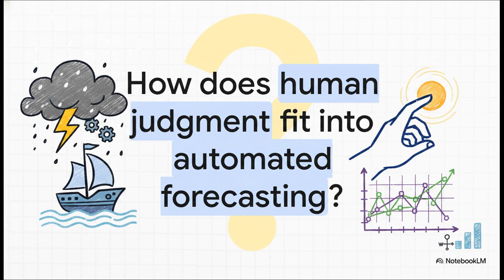As these financial algorithms just keep growing more and more capable, digesting mountains of data at lightning speeds, how exactly will human intuition and judgment fit into a world dominated by automated forecasting? The math tells us the probability of the storm, but at the end of the day, it's the human who still has to decide whether to sail the ship.